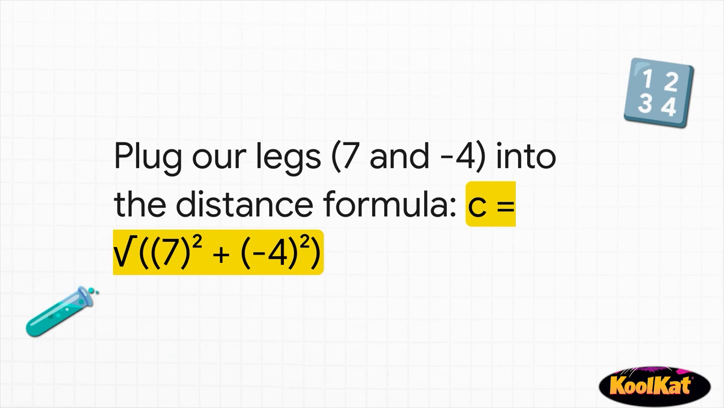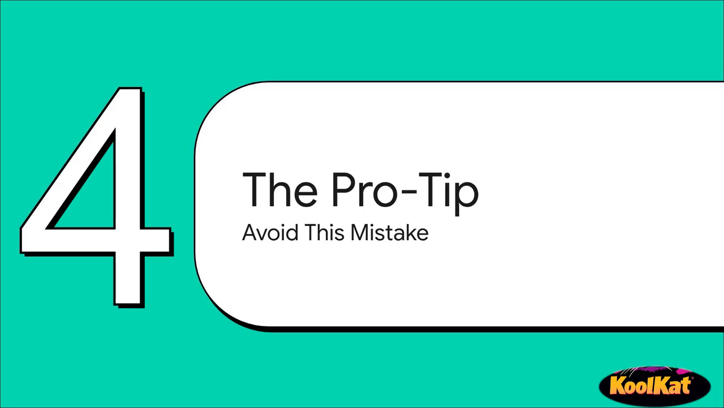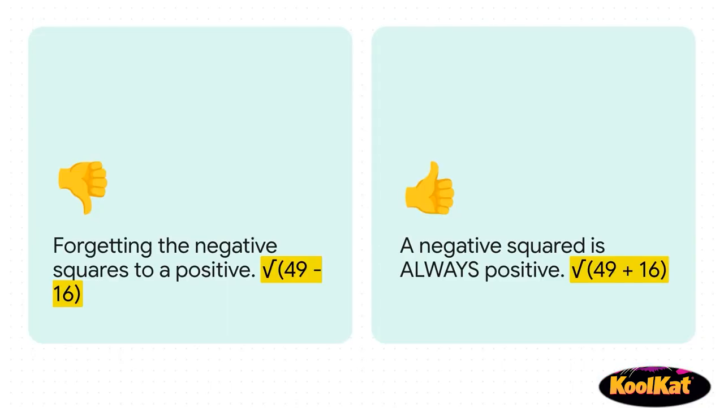But wait, stop. Right here is a super common trap that you have got to avoid. So let's just pause for a really important pro tip. I'm serious, getting this next part right is often the difference between getting the question right or wrong on the real test. Look really closely here. The mistake people make is they forget what happens when you square a negative number. -4 squared is not -16. It's -4 times -4, which makes it a positive 16. You have to remember this. A negative number squared is always positive. This is probably one of the biggest traps on the GED, so please burn this into your memory.